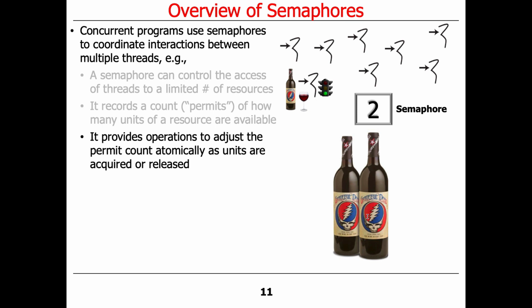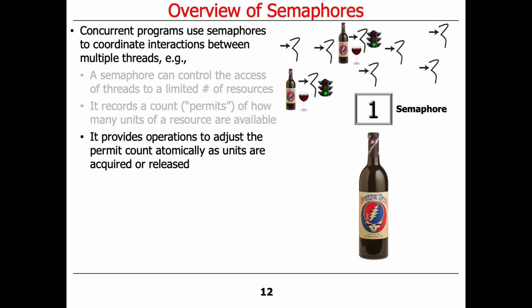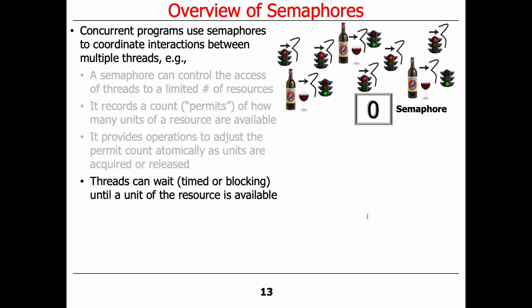of them left. This starts to sound like 99 bottles of beer on the wall or whatever, right? In this case, 3 bottles of Grateful Dead wine on the wall. Another thread comes along. It wants to acquire a bottle of Grateful Dead wine, so it gets 1. The semaphore goes down to 1. The semaphore count goes down to 1.